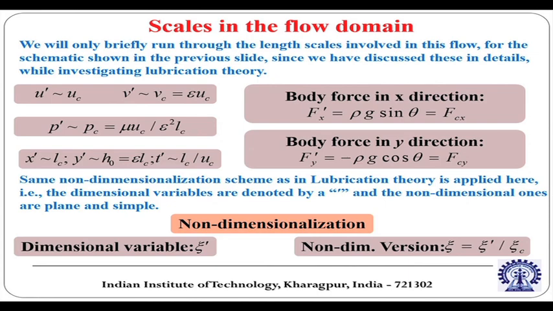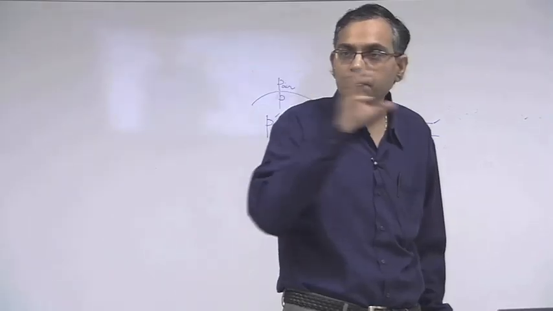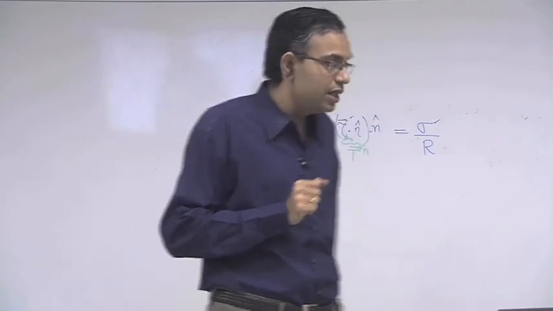So, a recapitulation of the various scales. u prime is of the order of u c. This is an exact recapitulation of what we did for the lubrication theory. We will reproduce some of these just so that you can refresh your memory. We will reproduce the derivations of some of these, but instead of doing an elaborate derivation, we will quickly do some smart back of the envelope calculations to make this derivation.